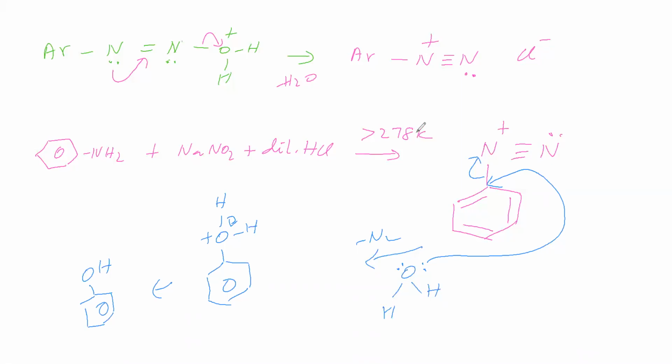If we keep 5 degrees Celsius, then we will get diazonium salt. If we keep greater than 5 degrees Celsius, then diazonium salt undergoes decomposition. Therefore, we are getting phenol.